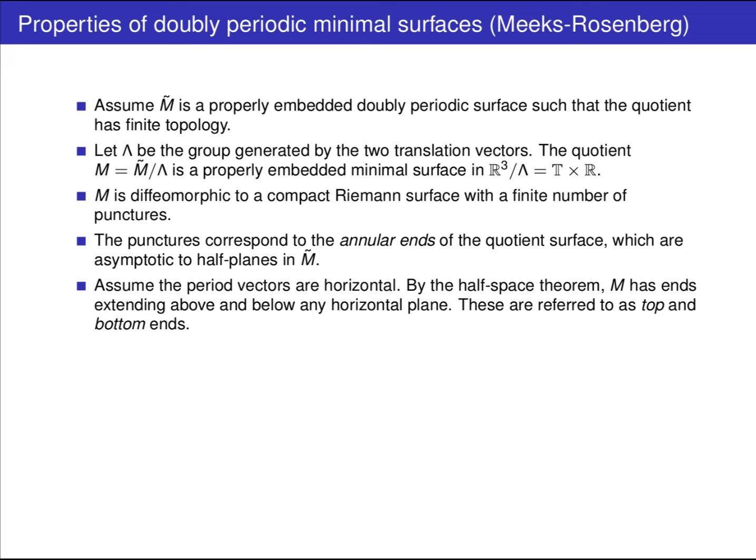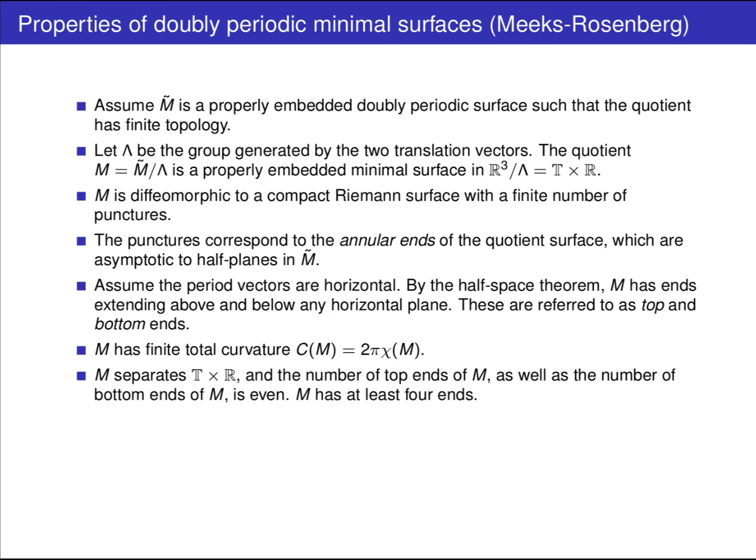Assume the period vectors are horizontal. By the half-space theorem, M has ends extending above and below any horizontal plane. So these are usually referred to as the top and bottom ends. M has finite total curvature, C of M equals 2 pi times the Euler characteristic of M. M separates T cross R, and the number of top ends of M as well as the number of bottom ends of M is even. And M has at least 4 ends.